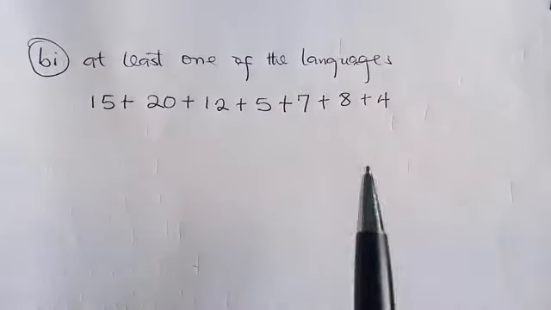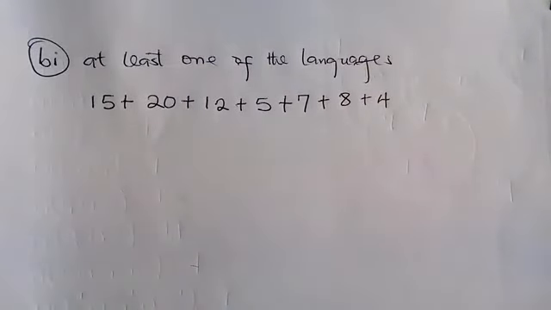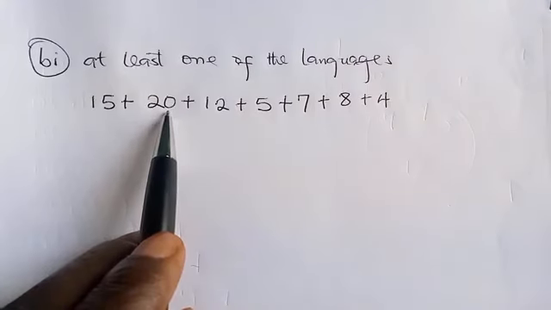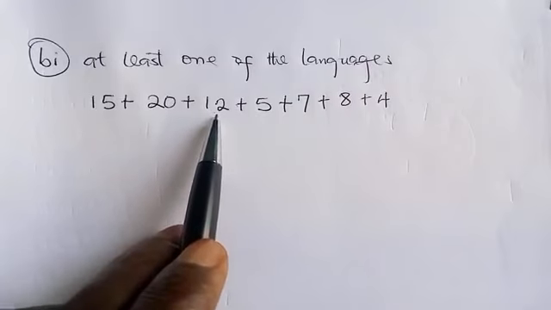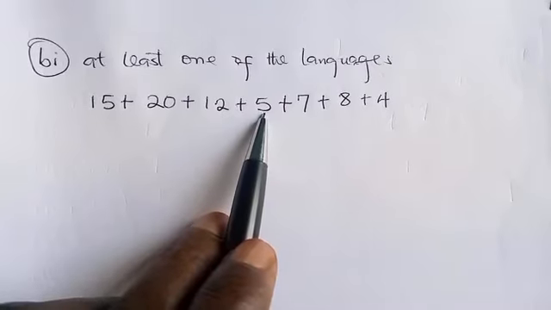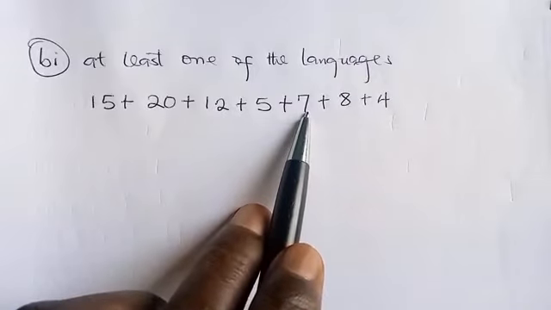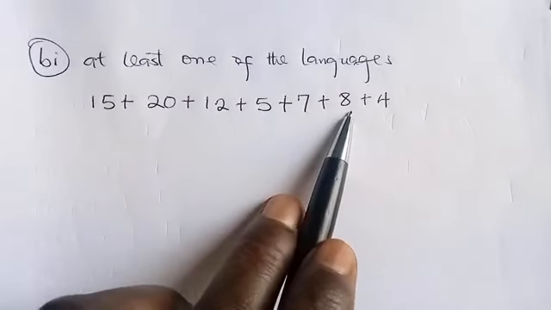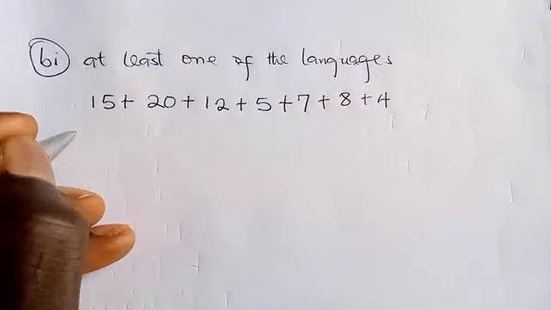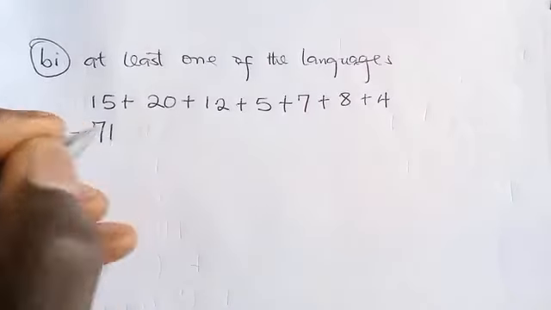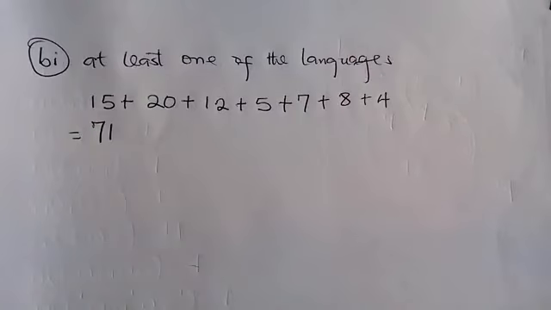So the summation of this gives us the total number of boys that offered at least one of the languages. 15 plus 20, we have 35. 35 plus 12, that is 47. 47 plus 5, we have 52. 52 plus 7, we have 59. 59 plus 8, that is 67. And 67 plus 4, that is 71. So we have 71 boys that offered at least one of the languages.